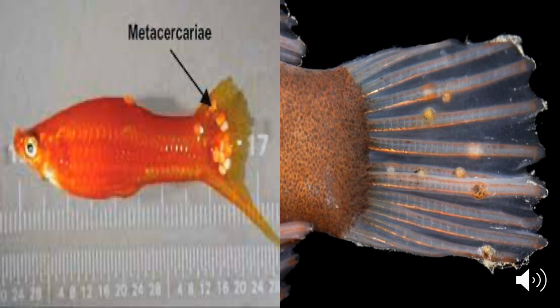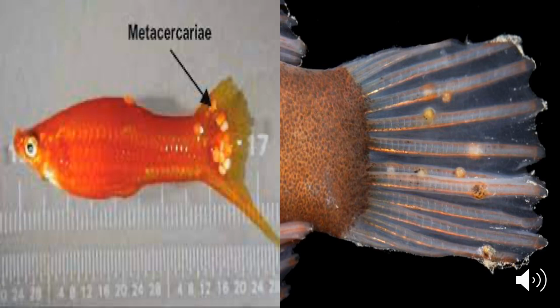The cercaria will encyst itself on the bodies of the second intermediate host and will become the metacercaria, the infective stage to humans. Do you know that the structures in the metacercaria are similar to the cercaria? But there's one structure that is missing, and that is the tail. The tail is lost during the encystation process. This metacercaria can be found in freshwater fishes, on snails, and on aquatic plants.